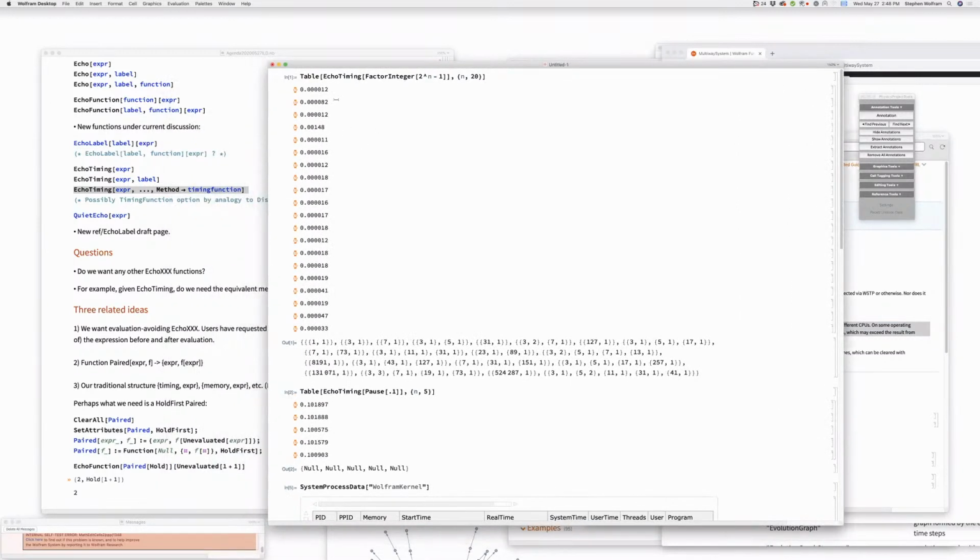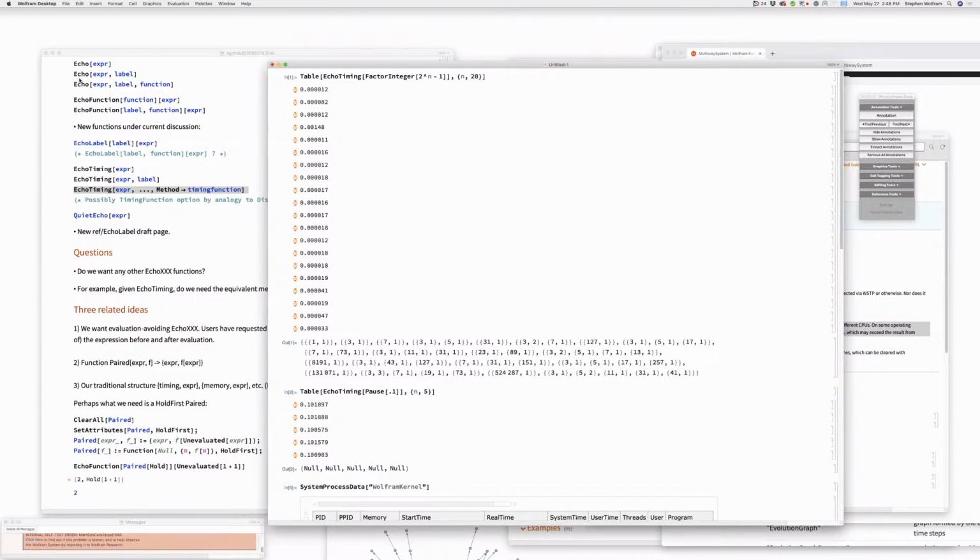So what is the issue here? The issue is this is a timing function which does not evaluate its argument. Is that the main question? Well, in my opinion, echo timing is correctly designed with the default being absolute timing in the method. We might want to call that option timing function by analogy to distance function. But apart from that, I think it's fine.